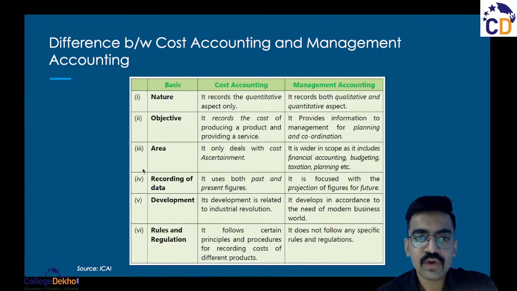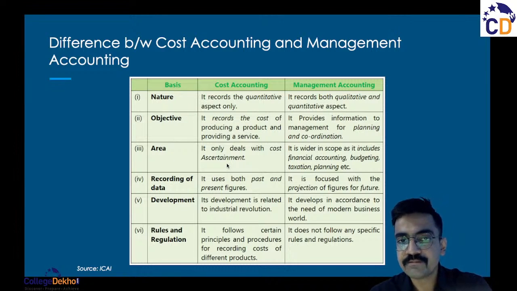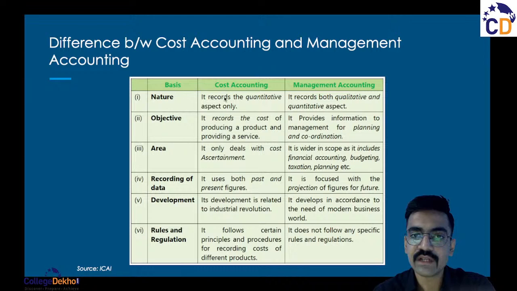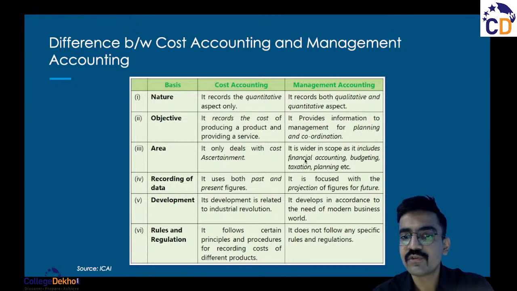All right. And now, on the basis of area, cost accounting only deals with cost ascertainment, right? Because whatever cost exists in the business is being accounted for in the books of accounts of that company. So cost accounting only deals with cost ascertainment, while on the other hand, management accounting is wider in scope, as it includes financial accounting, it includes budgeting, it includes taxation, it includes planning, and so on. Right? So this is much wider in scope.